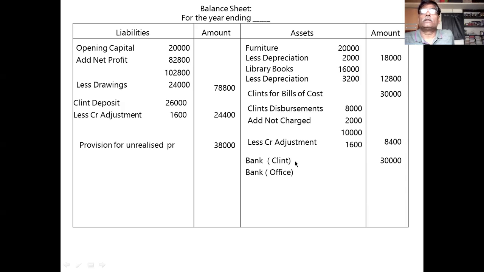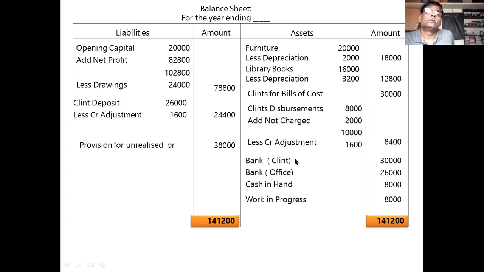Then you take the bank balance of client and bank office, cash in hand, then work in progress. Take the total. Clear? In this way, you take the total. The next is the same problem. All the problems are the same.